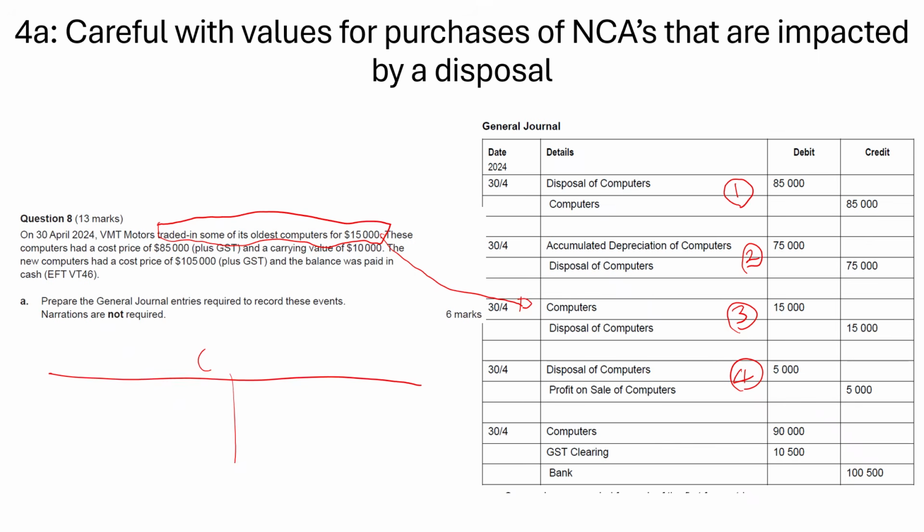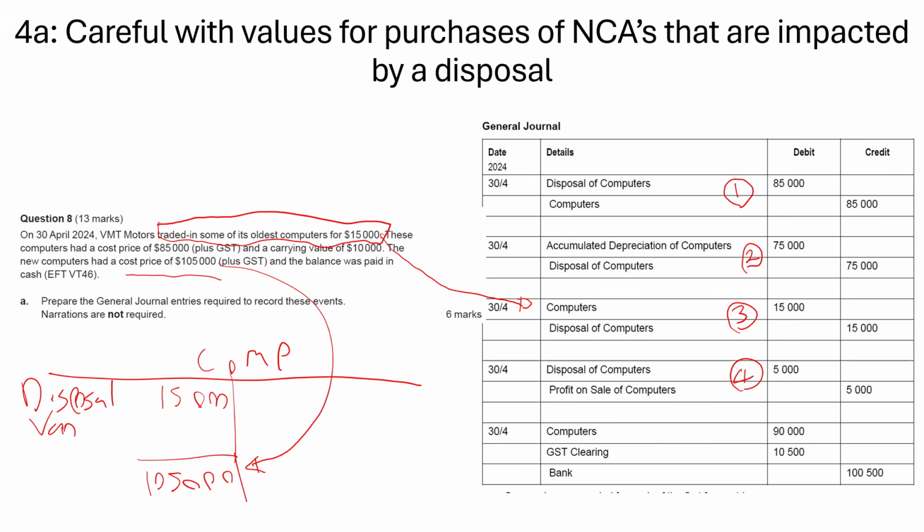So if we had a computer ledger here, we would have 15K cross-referenced with our disposal because of the trade-in. Then it tells us that we've got a new one that had a cost of 105. So that means the total value of our computer is 105K because that's what it refers to in our cost. And then it says the balance was paid in cash. So that 90K gap between our trade-in value and the cost, that's our cash at bank.